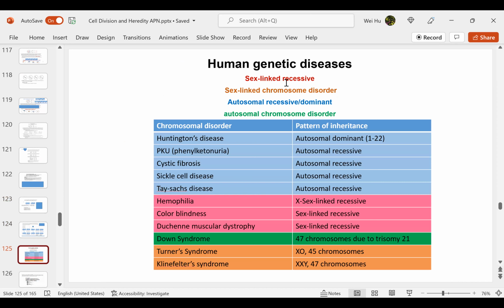So now let's talk about the genetic disease. So we already talked about a few diseases already, correct? We talk about sickle cell disease.